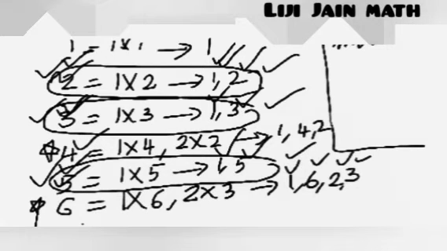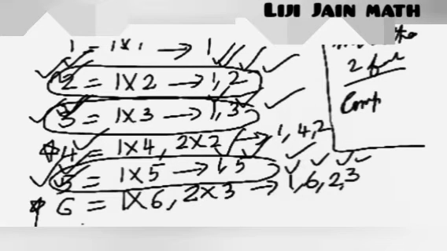Such numbers having more than 2 factors are known as composite numbers. While writing the notes, it will be clear for you. So such numbers having more than 2 factors are known as what? Composite numbers. Have you understood?